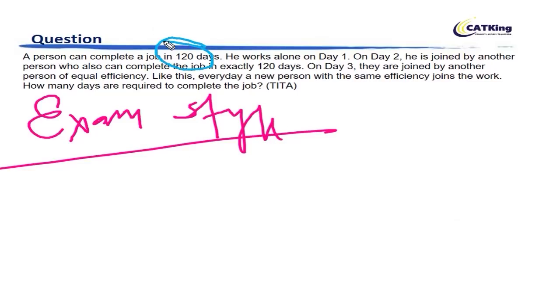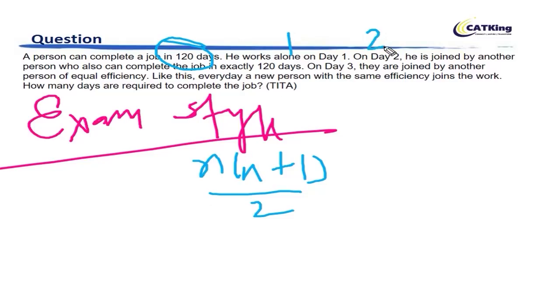Okay, now 120 days, every day one person is adding, which basically means that in n days the amount of work will be n into n plus 1 by 2. We can write it straight from the question. We don't need to write all these steps. You can write from this: first day 1 person is working, second day 2 people, third day 3 people, nth day n people. So the amount of work is n into n plus 1 by 2, that is equal to 120. Now you multiply, this becomes 240.